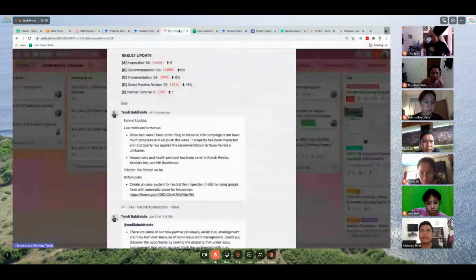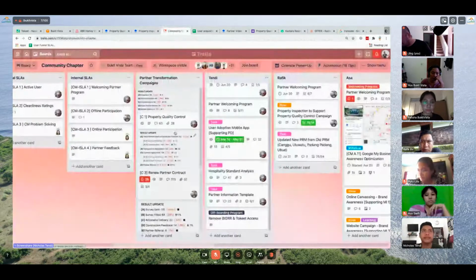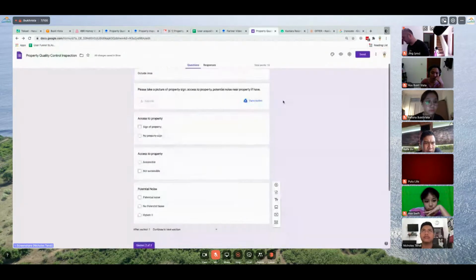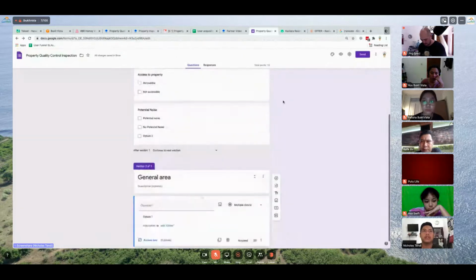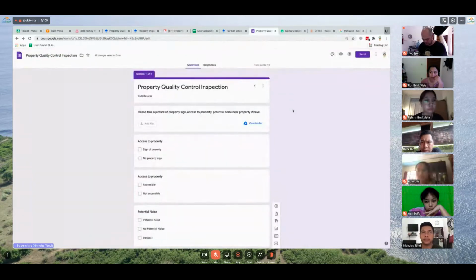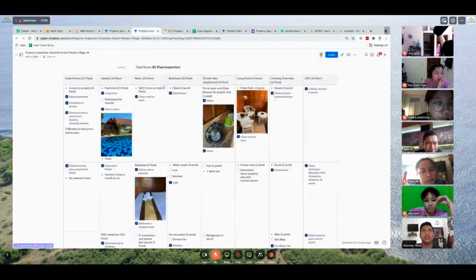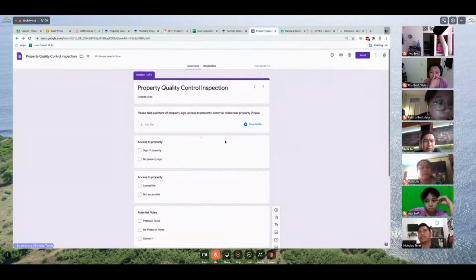Okay, back to Om Rafiq. Okay, thank you, Tandy. Can you open the property quality control form first? Oh, the form, yeah, please. Okay, scroll down. Okay, the first one. Any question for this form first? Can you scroll down a little bit, Nicholas Tandy? Yeah, but this form is not finished yet, Om, because I need to put all the instruments from the requirements like the bathroom, room, everything. So it's still only up to general. General, yeah, not finished yet.